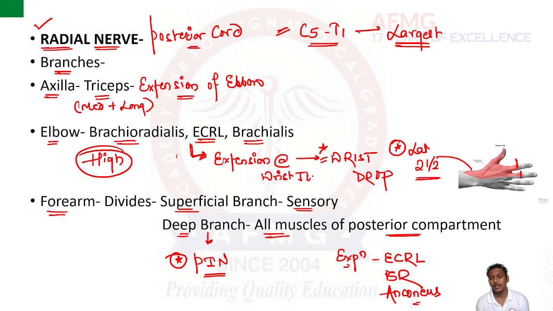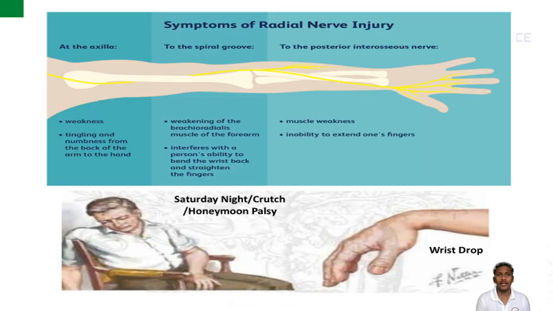Okay, so please remember, as we already saw that extensor carpi radialis longus and brachioradialis were given the branches at the level of elbow itself. So in forearm, these muscles are not innervated by the posterior interosseous nerve, right? So please remember this. Now if I talk about radial nerve injury, so this is how you can remember it. If there is any injury to the radial nerve at the level of axilla, therefore there would be paralysis of your triceps, and therefore there would be inability of extension of the elbow joint.